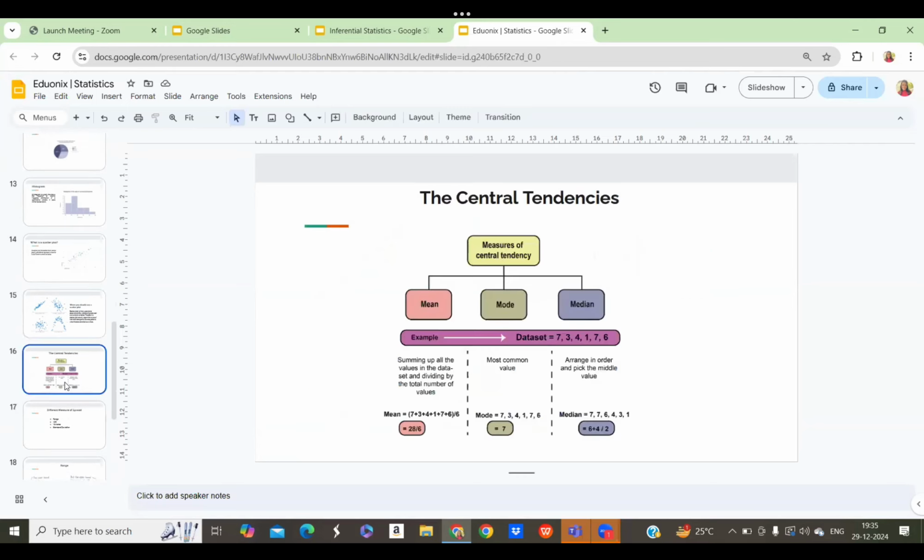Now, coming to the next part, that is central tendency. Now, here for central tendency, we have three methods. One is mean, one is mode, one is median. Okay. Now, for these three, we have three different techniques. Now, before starting, can you tell me, have you heard of these three terms? Do you know how to calculate mean? Do you know how to calculate mode and median? Yes or no? What chat?